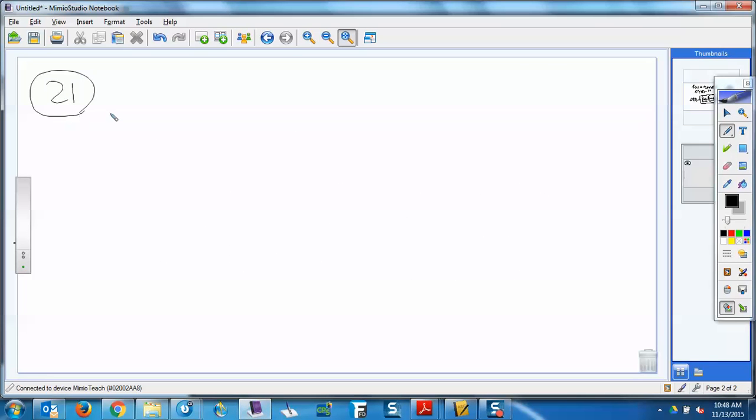So somebody want to read me the function that we had on number 21? G of W equals 7 W to the 9, take away 18 W to the 7, plus 63. Yeah.